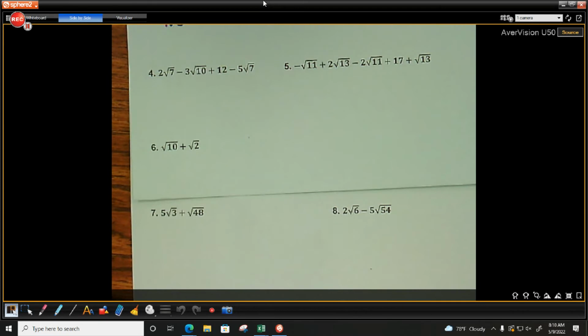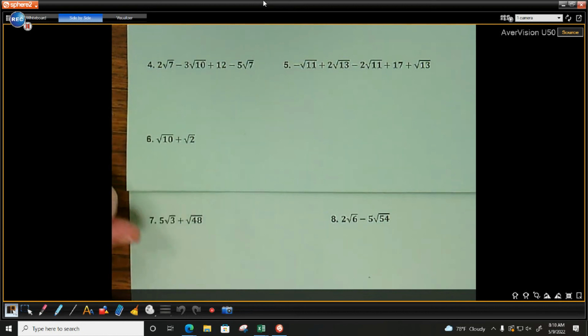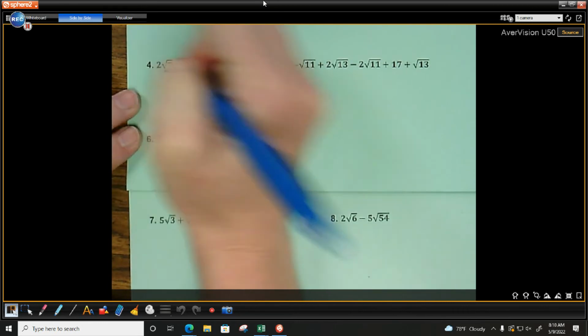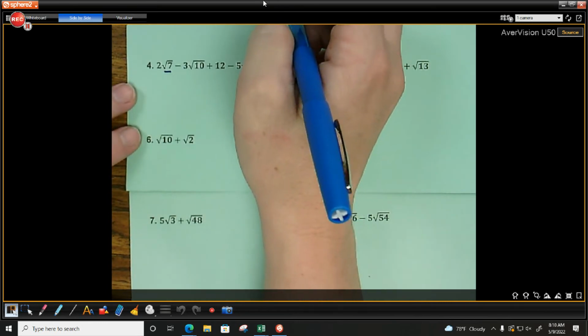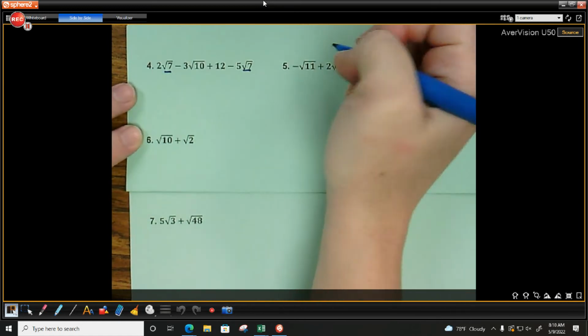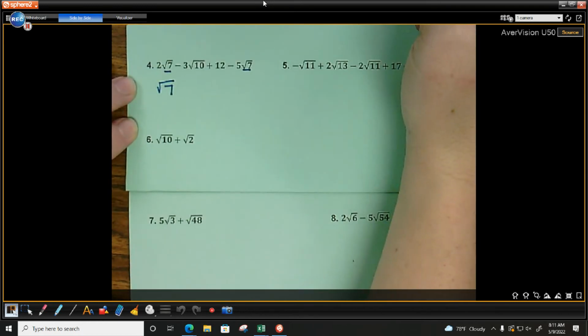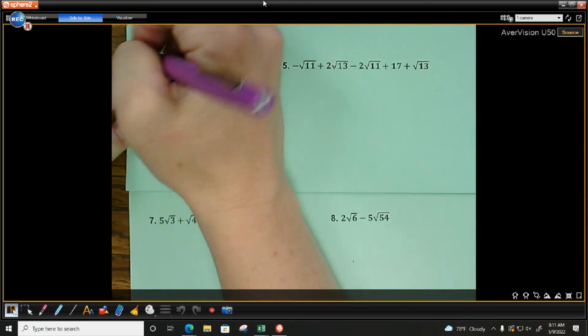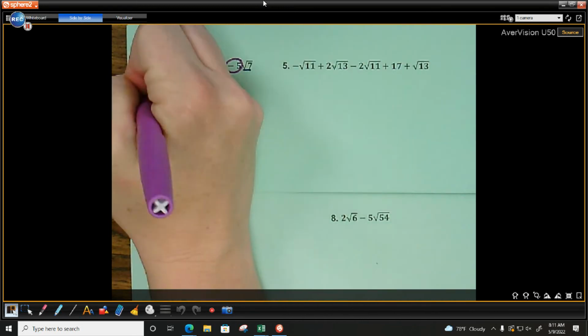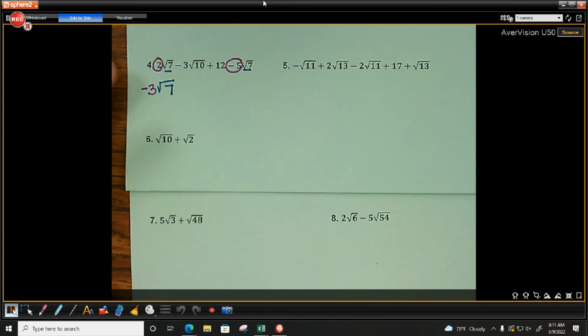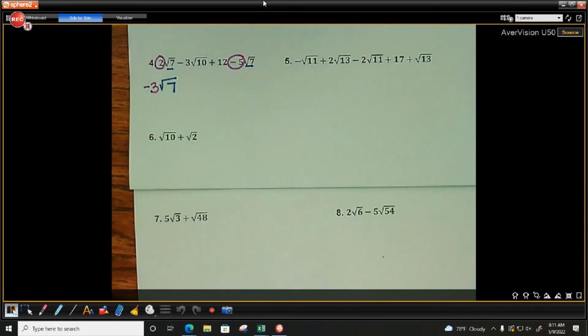But the radicals are the same. Not all the radicals are the same. That's okay. We're looking for ones that are the same. So if I have a square root 7 here, is there another square root 7? Right here. Okay? So keep your square root 7. And what am I going to do with the coefficients? 2 minus 5 is negative 3. Okay? So we combine these two terms, cross them out.